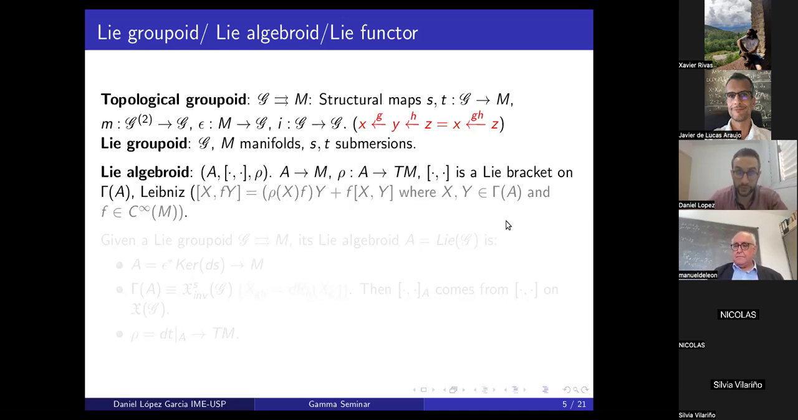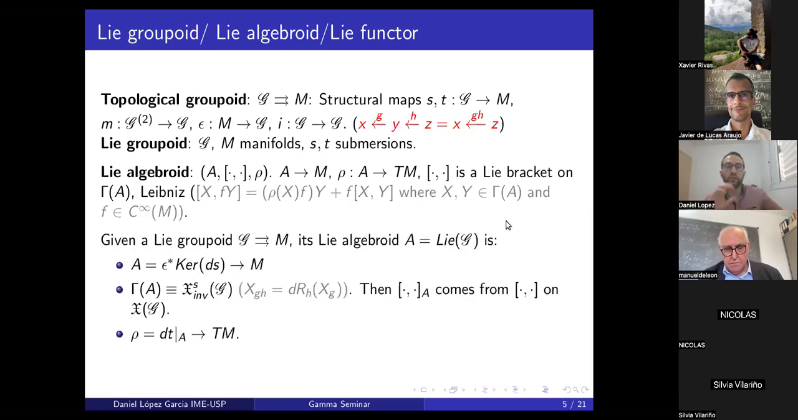Okay, this is what a Lie algebroid is. Now I'm going to explain how you can produce a Lie algebroid from a Lie groupoid. I'm going to denote it Lie of G, just in order to highlight that this is the functor Lie.